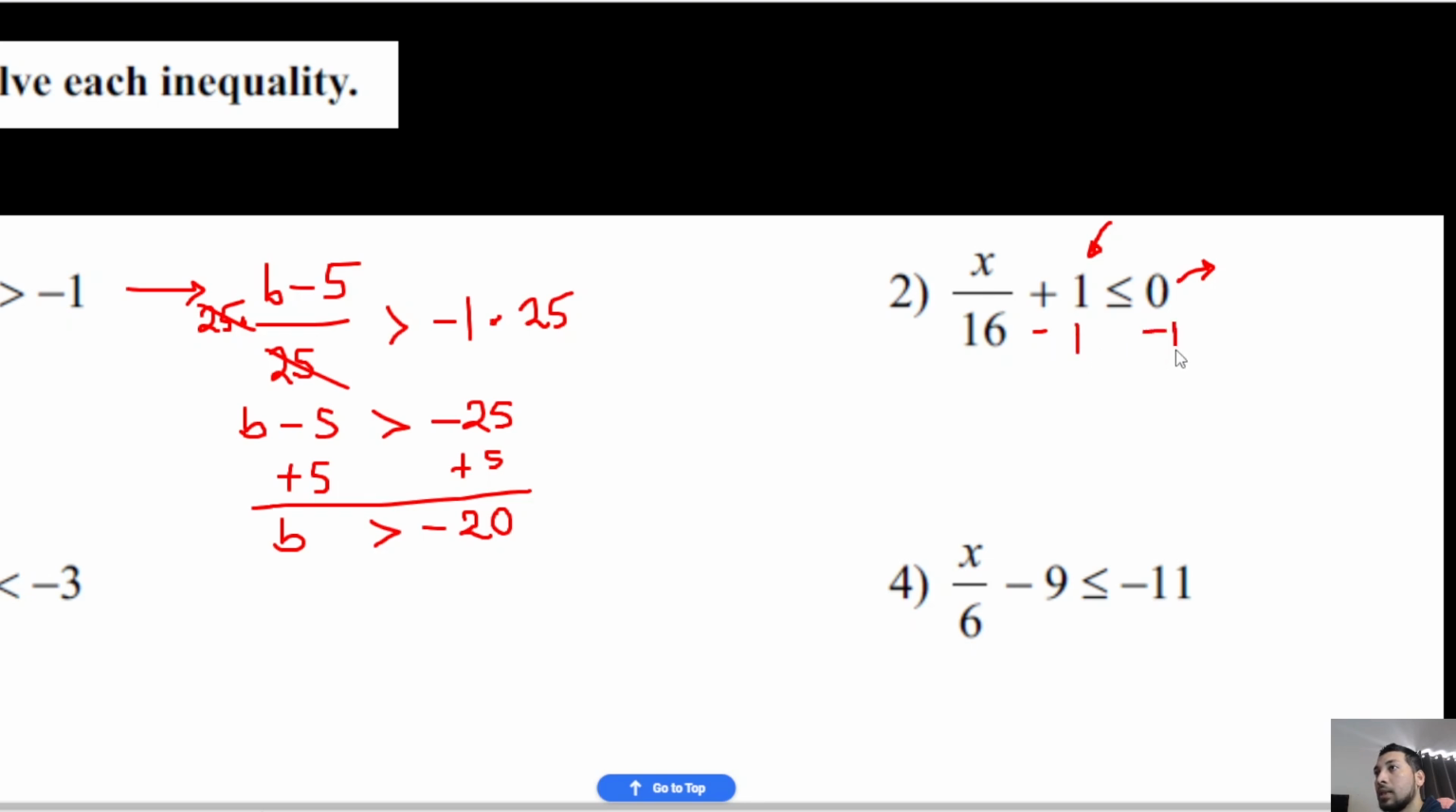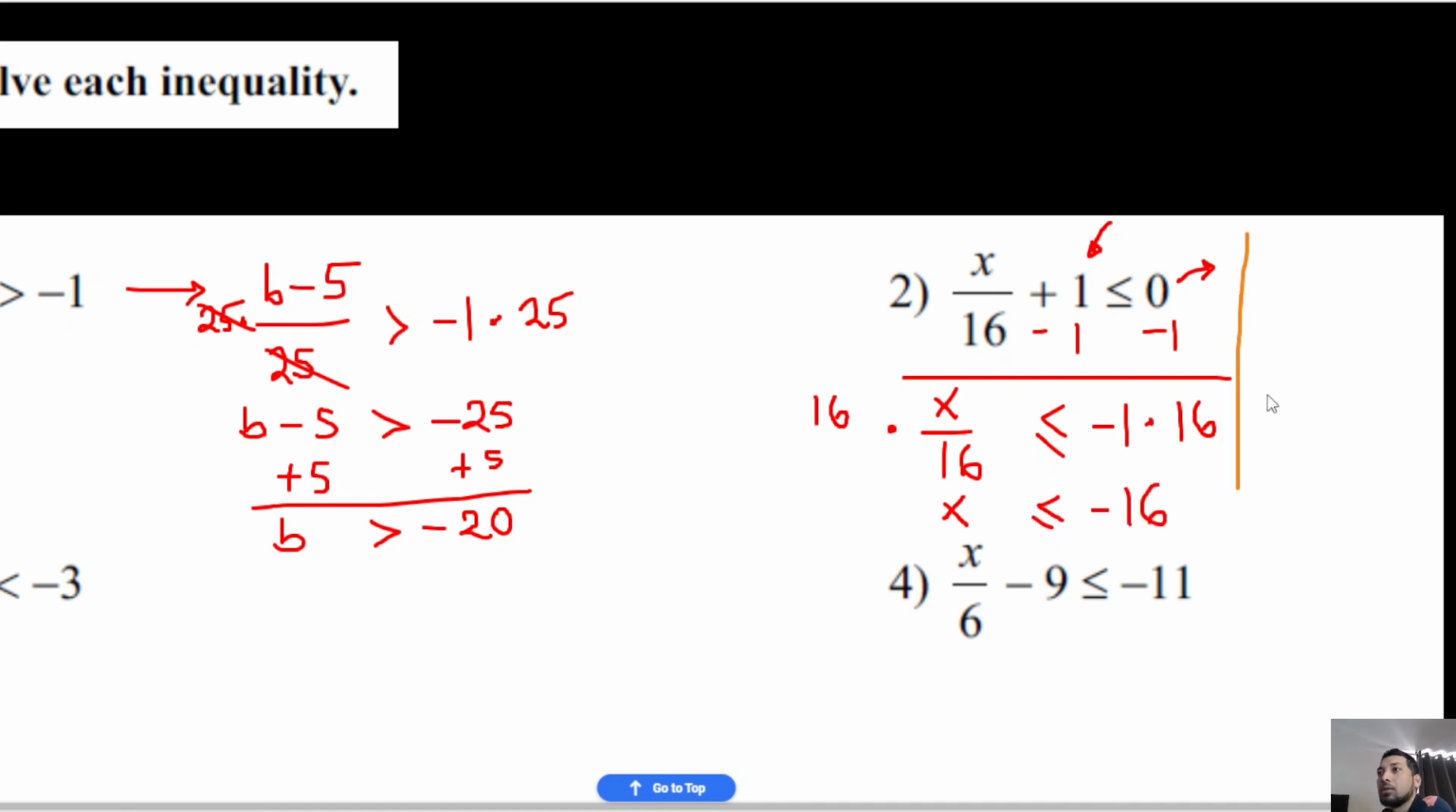from both sides. If we subtract 1, we get x over 16 less than or equal to 0 minus 1, which is negative 1. So we have x over 16 less than or equal to negative 1. Now we multiply both sides by 16 to get rid of this fraction bar. So if we multiply both sides by 16, we have x less than or equal to negative 16.